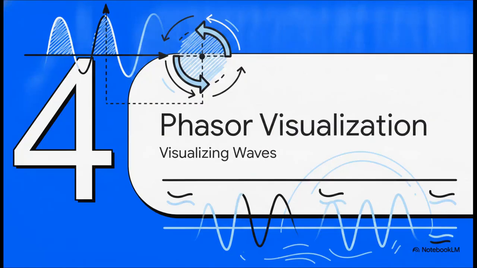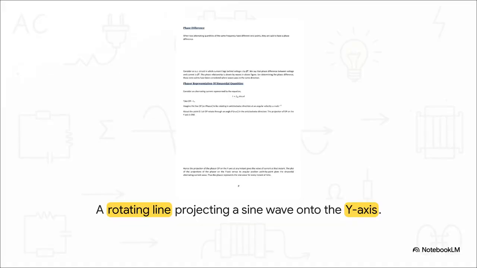All right, Section 4, visualizing waves with phasors. I want you to imagine a line rotating around a central point, like the hand of a clock, spinning at a specific angular velocity that perfectly matches the frequency of our generator. Now, if you were to shine a flashlight on that rotating line and track its shadow projecting onto the vertical y-axis, that projection perfectly draws out our alternating current wave over time. The length of the line is the amplitude, and its angle gives us the instantaneous value.